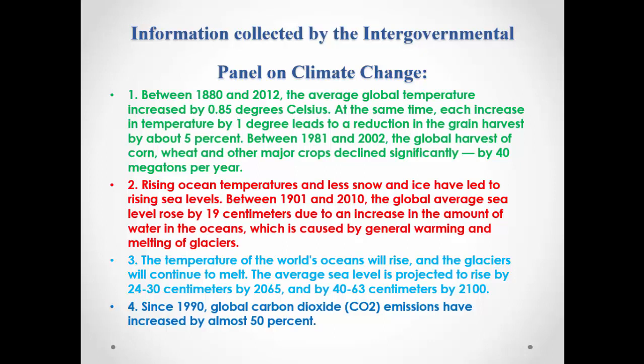The temperature of the world's oceans will rise, and the glaciers will continue to melt. The average sea level is projected to rise by 30 centimeters by 2065 and by 63 centimeters by 2100. Since 1990, global carbon dioxide emissions have increased by almost 50%.